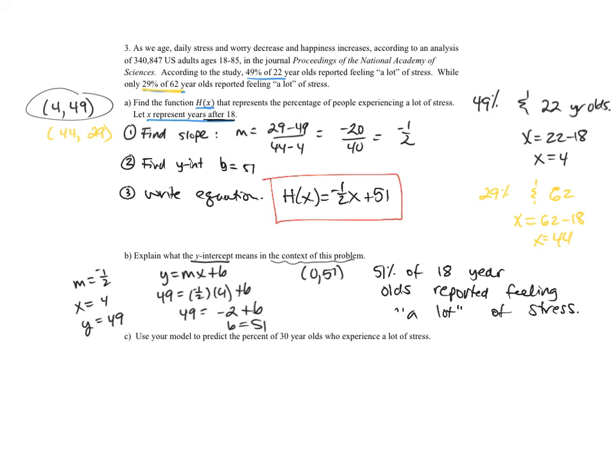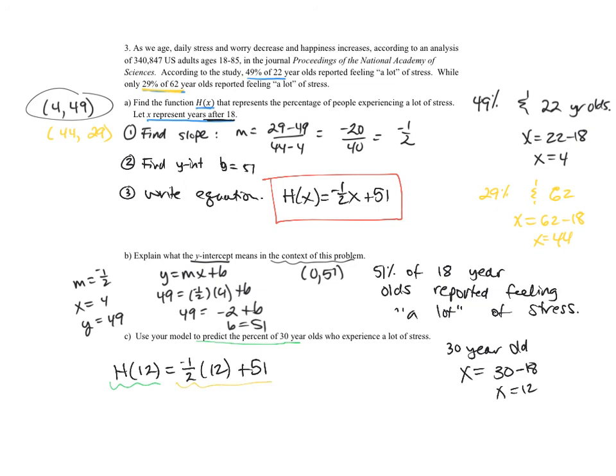And now use our model to predict the percent of 30-year-olds who experience a lot of stress. So we need to put that in terms of x. For a 30-year-old, x would be the difference between that and 18. So x would be 12, and then we're going to evaluate our function with an input of 12. So h of 12, there's me showing what I'm being asked to do, and now this isn't actually an equation. What I need to do next is plug in that value of 12 for x and simplify this expression.